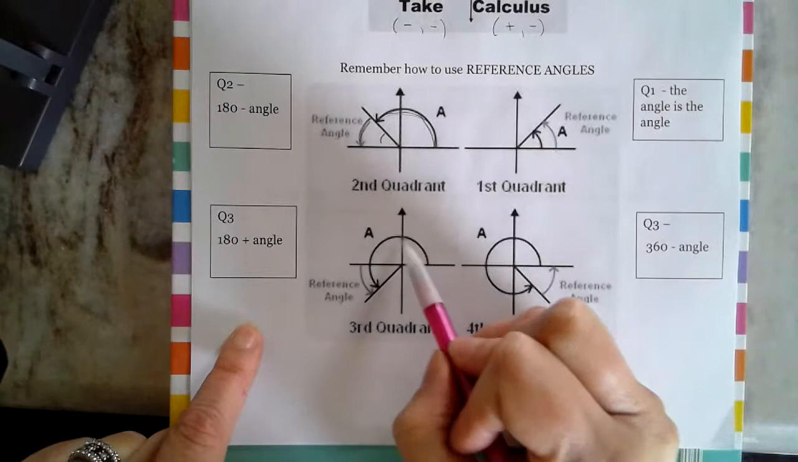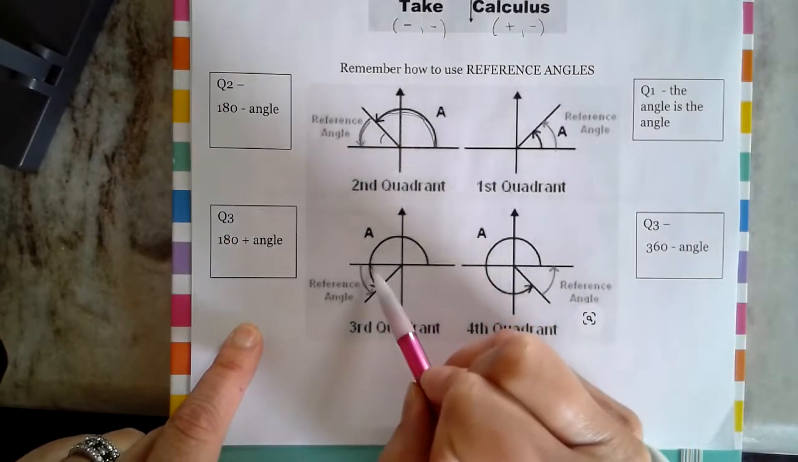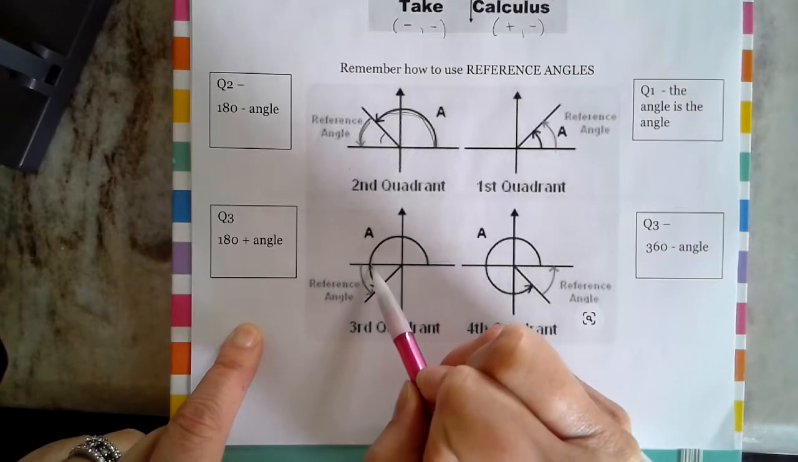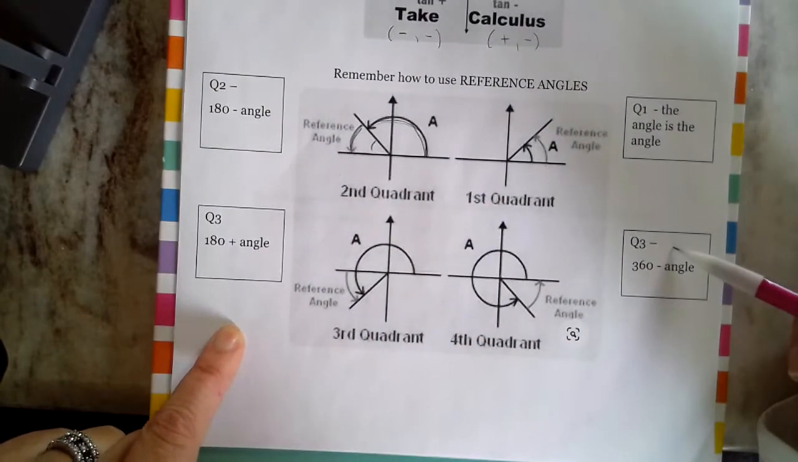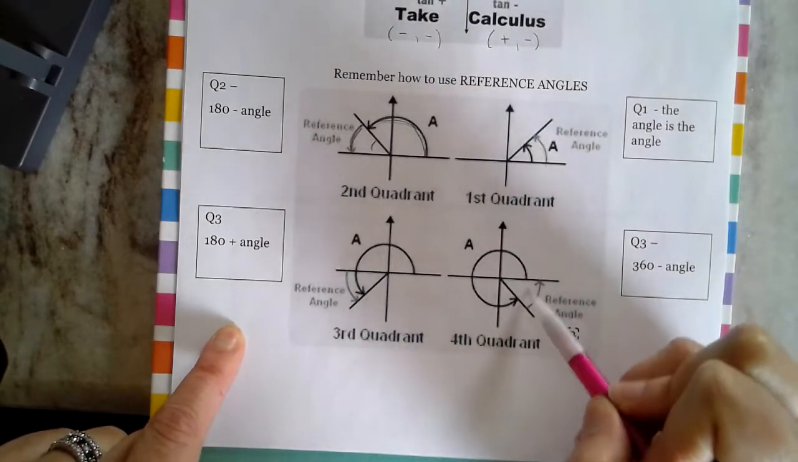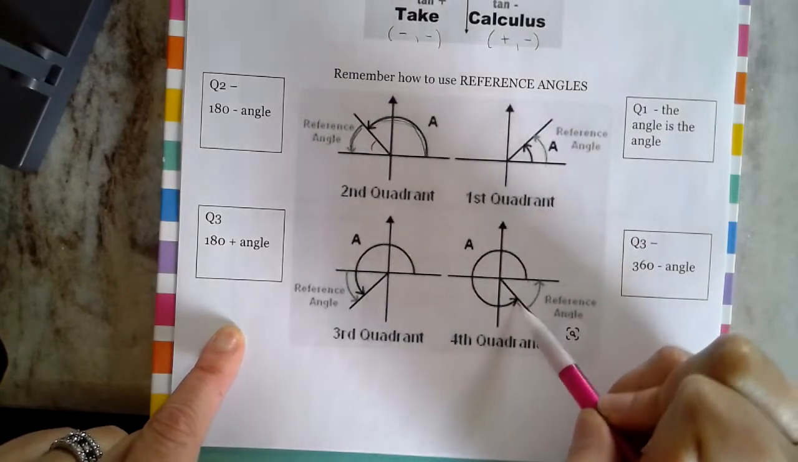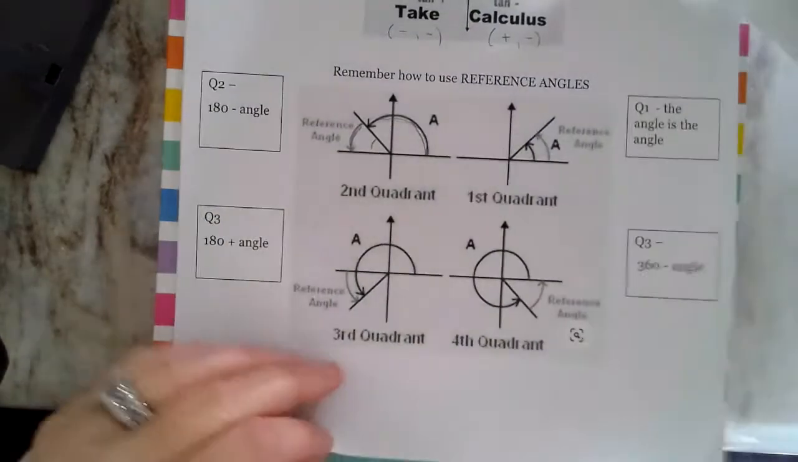Quadrant 3, it's going to be that. So you're dealing with 180, because we know the line is 180, plus whatever the reference angle is. And quadrant 4 is going to be 360 minus the angle, to give you that gap that's missing. Hopefully that made sense. I feel like that was a little wordy.